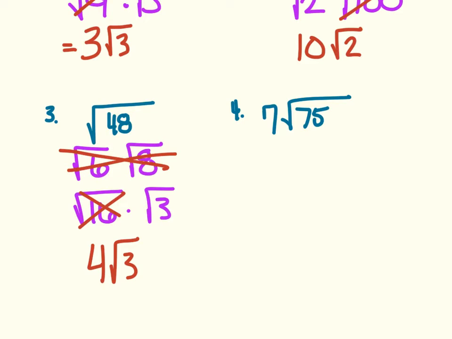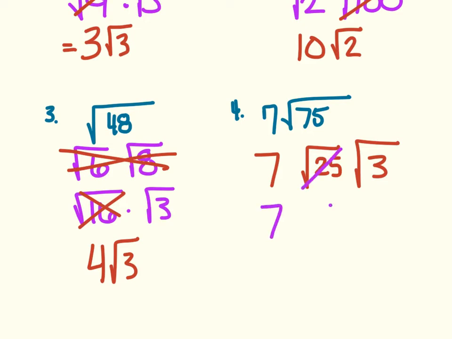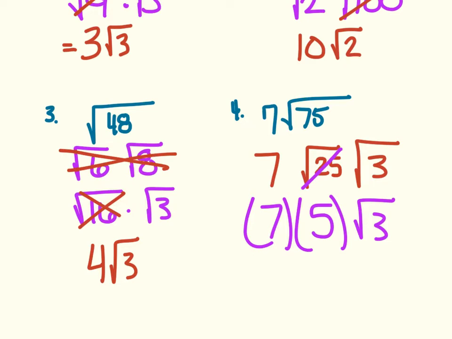Now, number 4, you'll see I threw a little bear trap in there. I threw a number 7 in front of it. And that's okay. Just carry it down. Leave the 7. Figure out what multiplies to 75. I'm going to go with 25 times 3. And now when I clean this up, I'm going to leave the 7. The 25 becomes a 5. Actually, I'm going to leave those in parentheses. And I'm going to leave my radical 3. Now you'll notice, there's no plus sign in this problem. Don't add these two numbers together. When things are next to each other in mathematics, we multiply. So I'm going to say this is 35 radical 3.